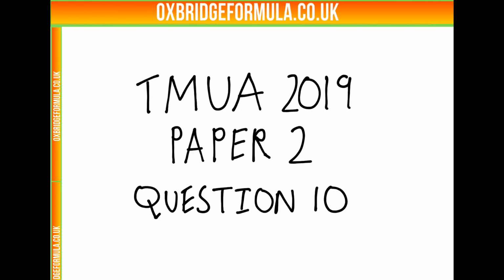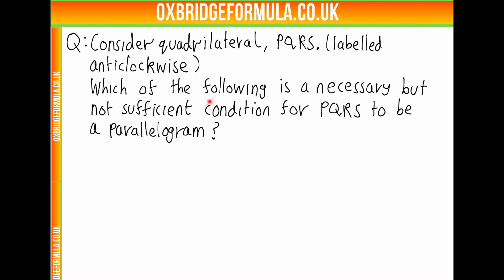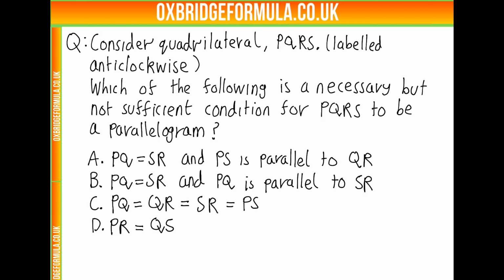This is the solution video for question 10 from paper 2 of the 2019 TMUA exam. In this question we're introduced to a quadrilateral with vertices P, Q, R and S, labelled anti-clockwise, and we're asked which of the following is a necessary but not sufficient condition for PQRS to be a parallelogram. Then we're given 4 different statements relating the lengths of sides and whether various sides are parallel to each other.